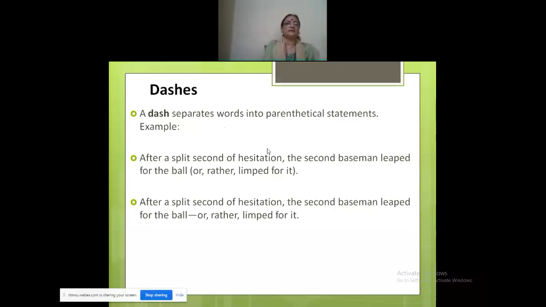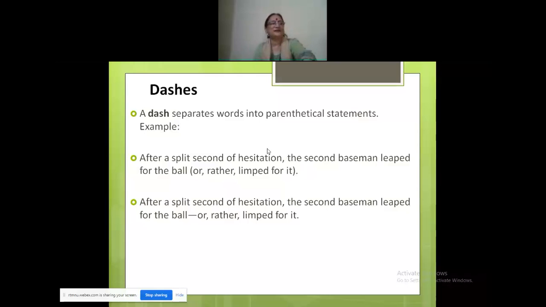Dash or parenthetical statements can be interchanged. Meaning, parenthesis and dash can be interchanged because both statements are giving extra information. So whatever extra information, now we have three options. The first option was the comma. The second option is the bracket. And the third option is putting the dash. And there is a fourth option also, which we will be learning about a little later. So remember, dash separates words like parenthetical statements.